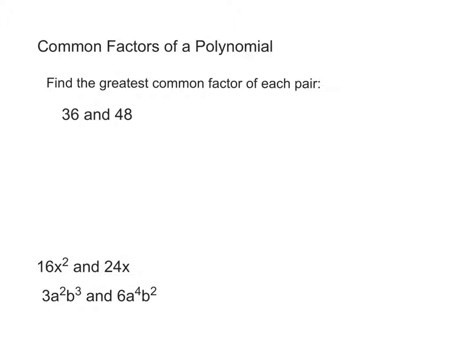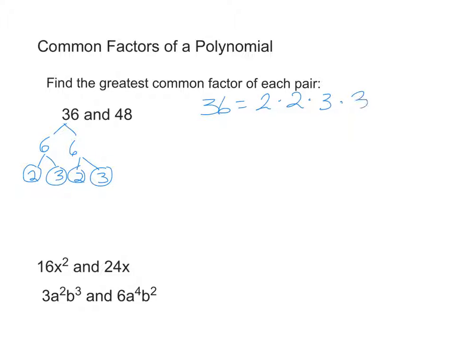The other option, if it doesn't come to you really quickly and easily, is to do a prime factorization. So you take 36 and break it down into two numbers that multiply to 36. So 36 is 6 times 6. And then break down the 6. That's 2 times 3. Those are both prime numbers. And the other 6 also breaks down into 2 times 3. So we can say that 36 is equal to 2 times 2 times 3 times 3. We just write them in order from lowest to highest. And then do the same thing with the 48.